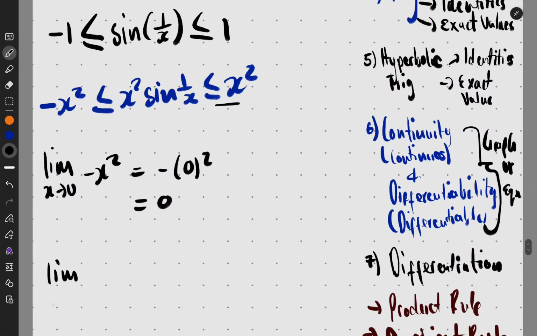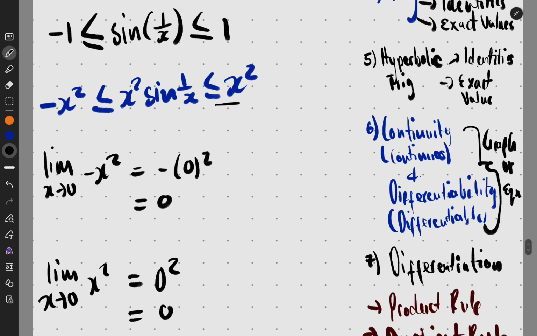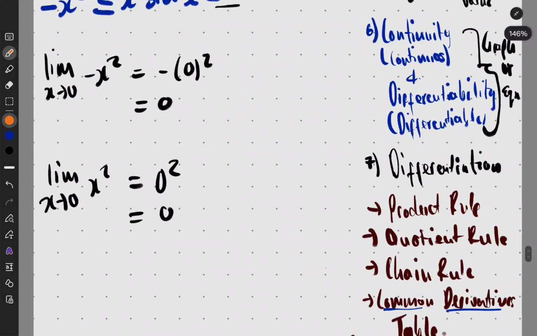Then we can now say, what about the limit as x goes to 0 of x squared itself? This is a polynomial, so we substitute. Where there is x, we're putting 0. So it just becomes 0 squared, which is still 0. So you can say that these two limits are the same.